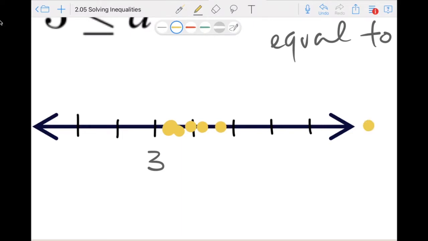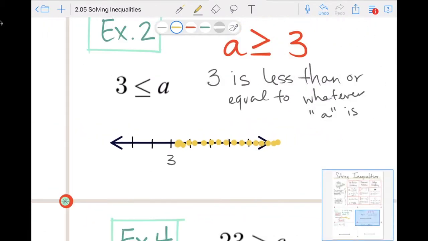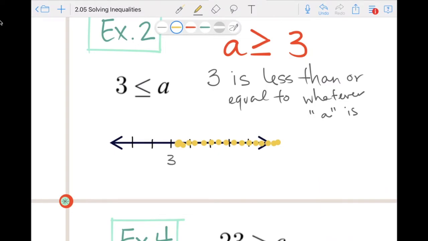But all of those numbers that I've represented with a yellow dot are some of the different places where A could be. So that tells you where your arrow needs to point. So we need to point our arrow to the right. Now we want to ask ourselves, is 3 included? Look at your inequality symbol. Since it is a less than or equal to, that means that 3 is included in the solution, so we need a closed dot.